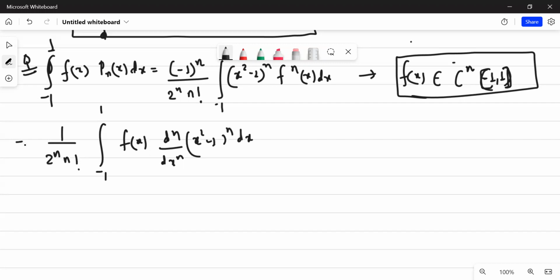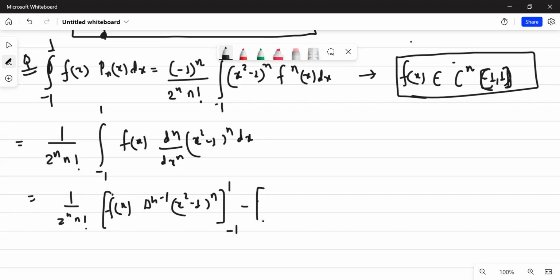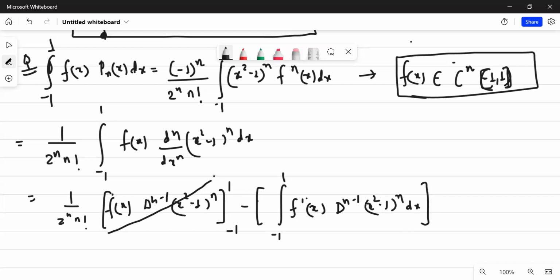Is that clear? I'm doing the left hand side part. So this will be 1/2 to the power n factorial, and try to integrate it by parts. This will be f(x) and this will be the (n-1)th derivative of (x² - 1)^n from -1 to +1, and then again minus integration. What will be the derivative of this? So it will be f'(x), and then again the integral of the (n-1)th derivative of (x² - 1)^n dx. Is that clear? This will go to 0, forget about it.